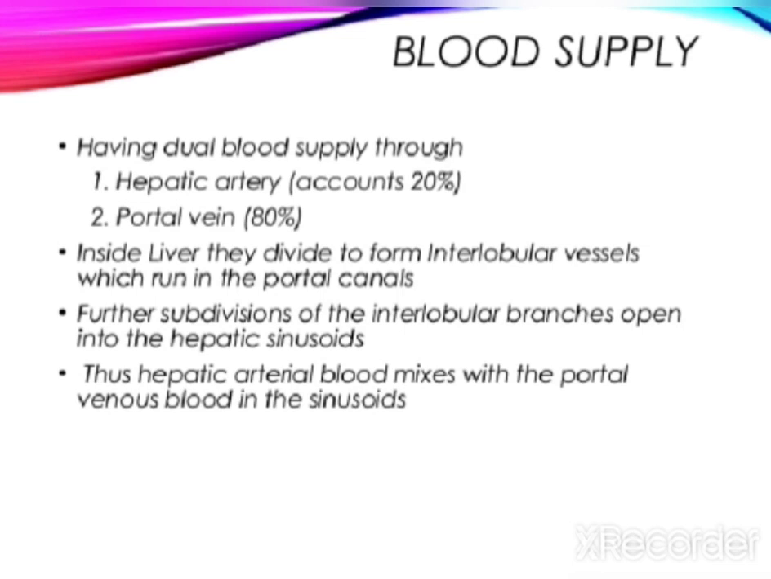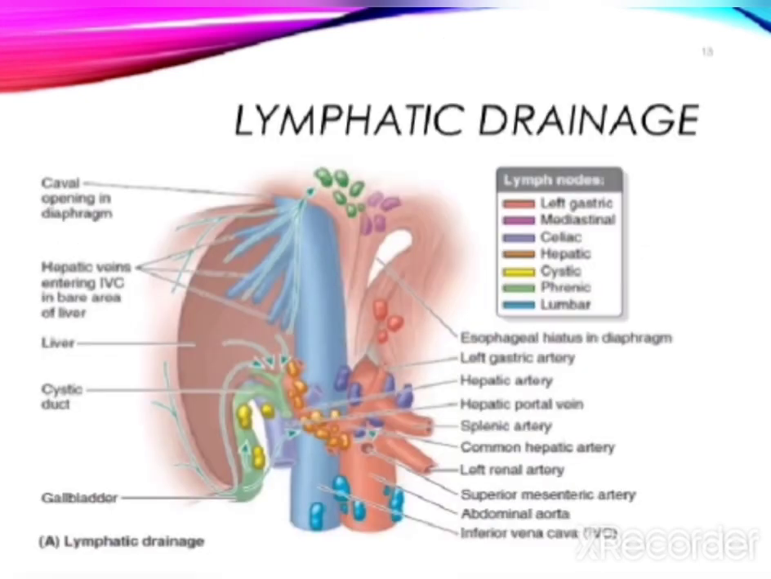The lower group consists of a variable number of small veins from the right lobe and the caudate lobe, which emerge through the lower part of the caval groove and open into the vena cava. Microscopically, the tributaries of hepatic veins, that is, central veins, are seen as separate channels from those of the portal radicals. Now see, this is the lymphatic drainage.